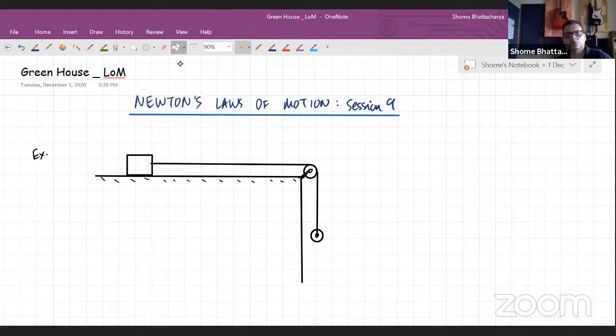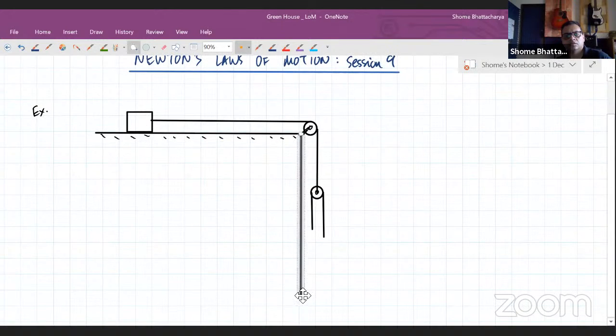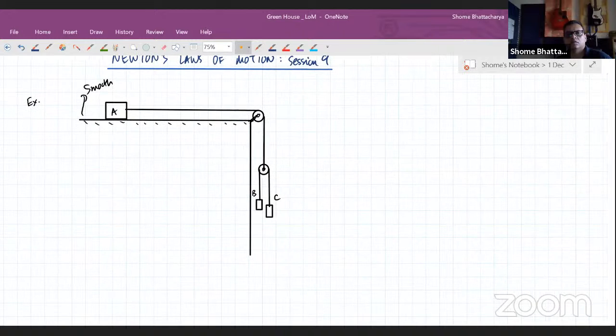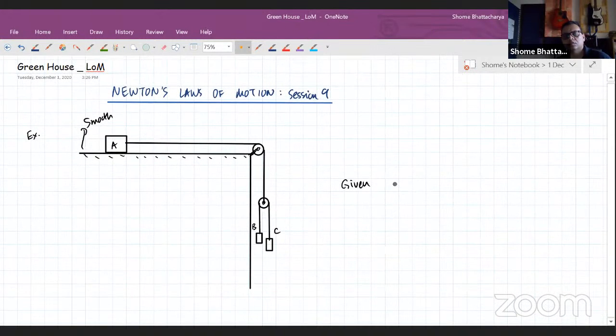Now there's another system of a couple of blocks here which are connected to a thread going around this pulley. A situation like that, and we release the system from rest. So we have to find the acceleration of various blocks. Let us say this is block A, this is B, and this is C, and this is a smooth surface. Given the various masses, let us say A is 5 kilograms, mass of B is 3 kilograms, and mass of C is 2 kgs, and g is 10 meters per second squared.